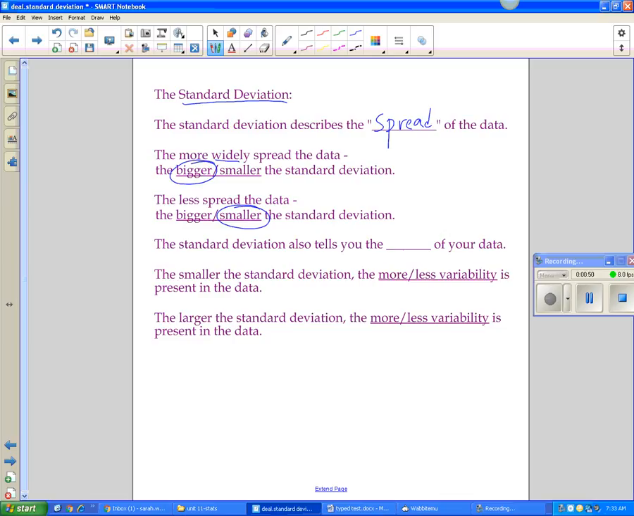The standard deviation also tells you the variability. Now, variability means how different your numbers are, how different the data points are. When something has a lot of variety, you have a lot of different choices. So the smaller the standard deviation, the less variability it's going to have. Things are going to be more the same. The larger the standard deviation, the more variability. It's going to be maybe some more differences in your data.